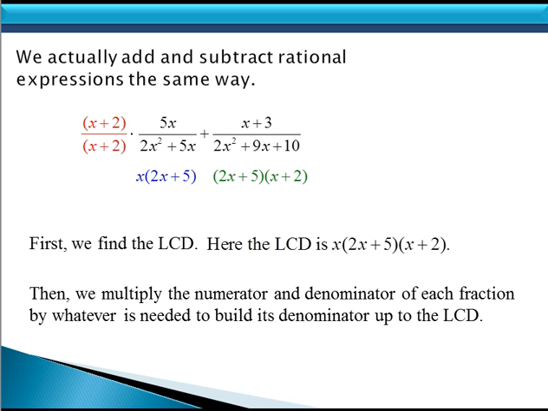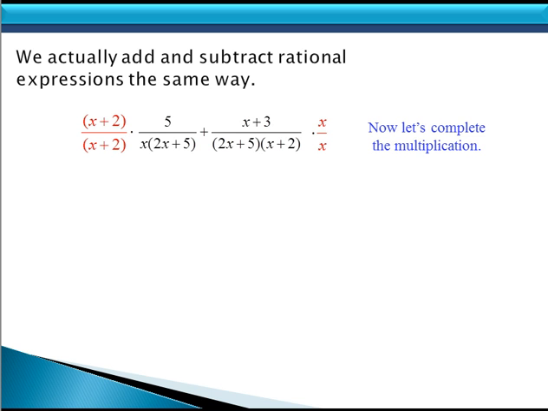Then if you look at the second denominator, the only factor that's missing there is a factor of x. So we'll multiply the numerator and denominator of that fraction by x. So if we perform that multiplication, we will have the least common denominator. So let's go ahead and do that multiplication.